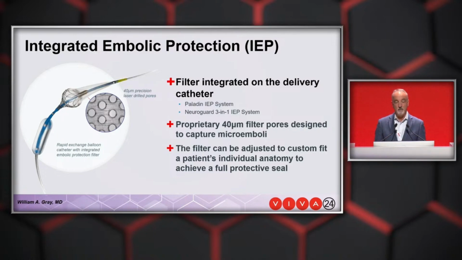It has 40 micron pores, in contradistinction to the typical 100 to 120 micron pores of our typical distal filter embolic protection devices. The filter can be deployed from the handle remotely, assures apposition to the wall, and can be adjusted to custom fit the anatomy of the particular patient.